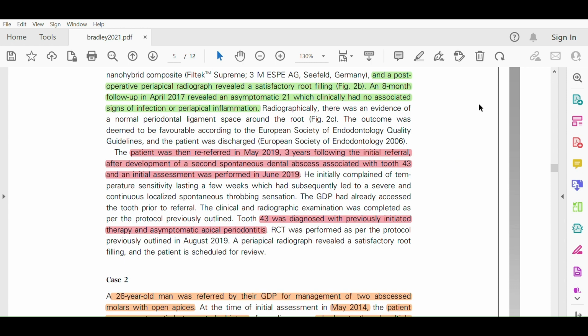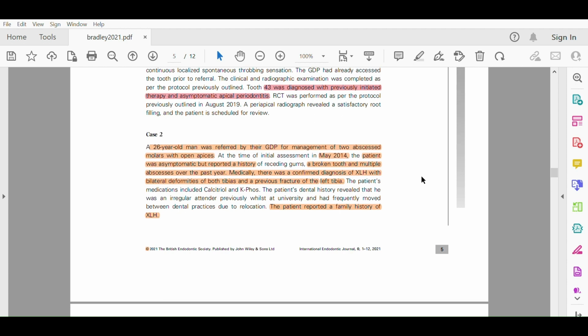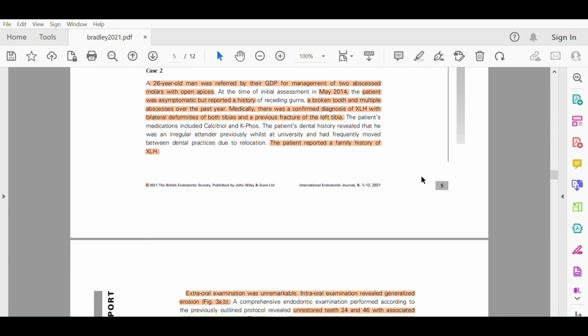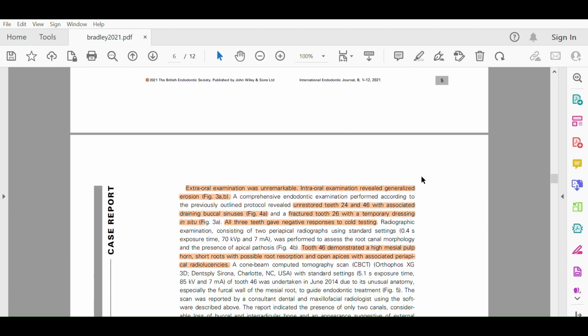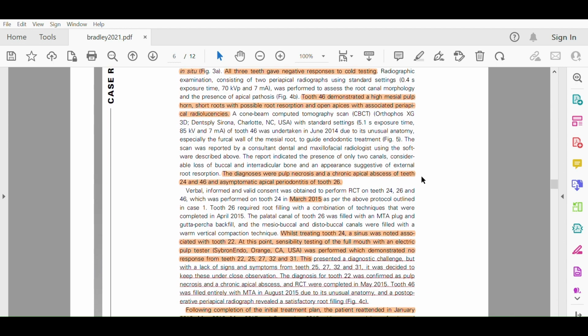associated with tooth number 43, and was also treated with root canal treatment. The second case is a 26-year-old man who was referred for treatment of two molars with open abscess. He and his family were confirmed to have XLH, and he had multiple teeth with abscess and pulp necrosis, which were teeth number 24 and 46, and tooth number 26, which was fractured. Root canal treatment was decided to treat these teeth.